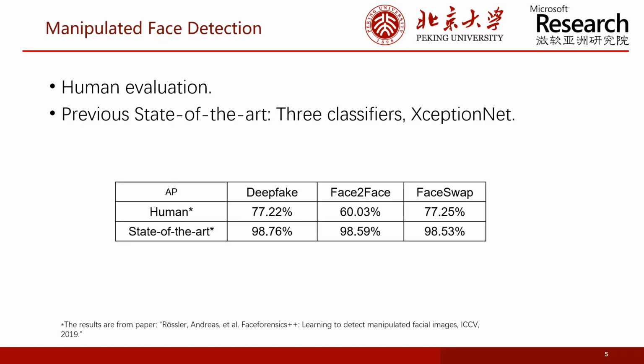First, we compare human evaluation with the typical image classifier. As you can see, even a simple classifier like Xception can achieve very satisfactory results. The average precision is nearly 99% for all 3 kinds of face manipulation algorithms.